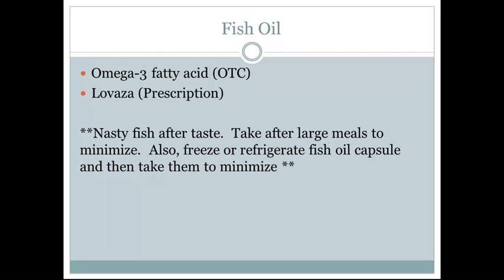Fish oil. We have omega-3 fatty acids, which is over the counter. And then we also have Lovaza, which is a prescription strength fish oil. The common complaint with fish oil is the nasty fish aftertaste. It's important to take after large meals to minimize this fish aftertaste. Another trick to reduce that is to freeze or refrigerate the fish oil capsules and then take them. Sometimes this works, sometimes it doesn't with patients, but you can offer it as a suggestion.